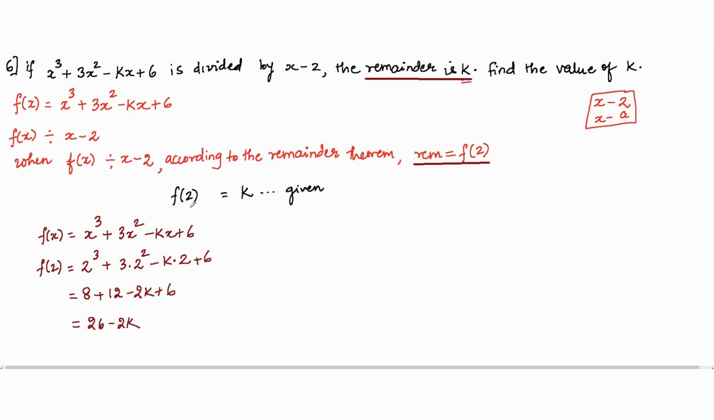So this is the remainder. So I have f of 2. F of 2 is 26 minus 2k. So I can say 26 minus 2k is equal to k, which means 26 is equal to 3k, or k is equal to 26 divided by 3. This is how we find the value of k. So what I noticed in this question was, when the remainder is given, I can definitely equate it to the remainder, that is the remainder theorem.